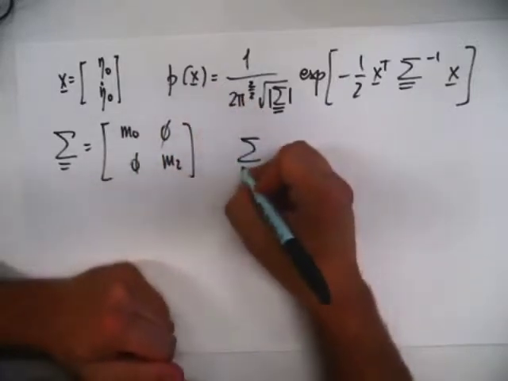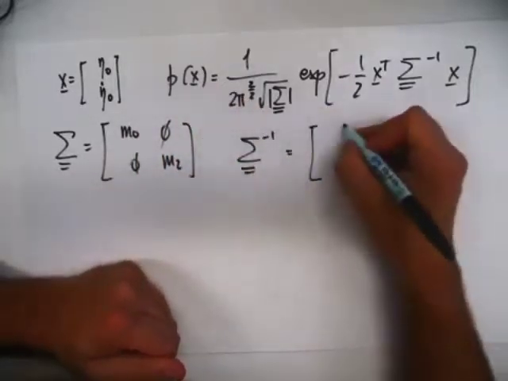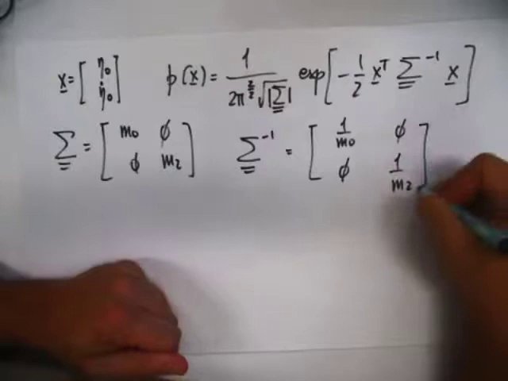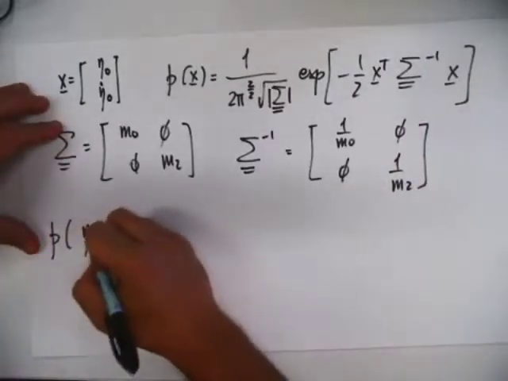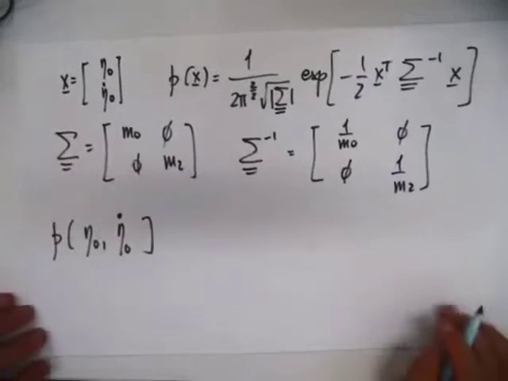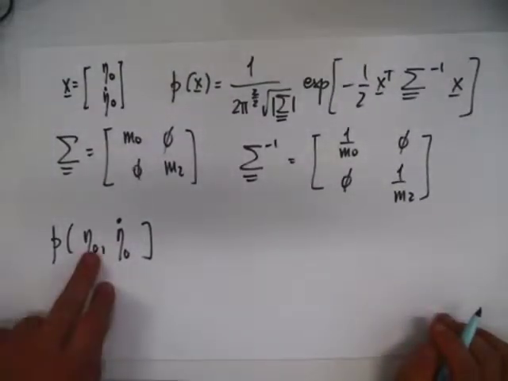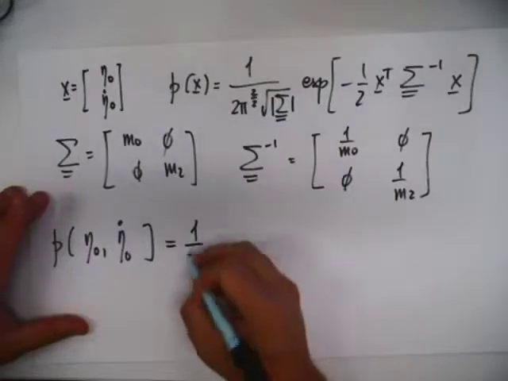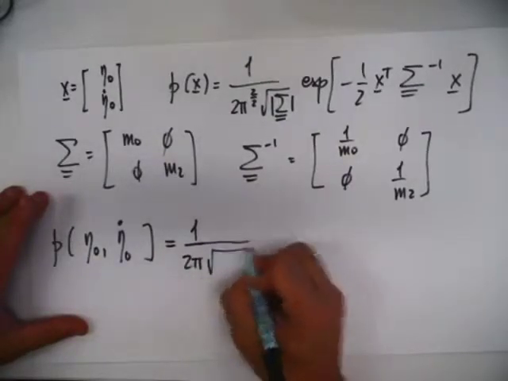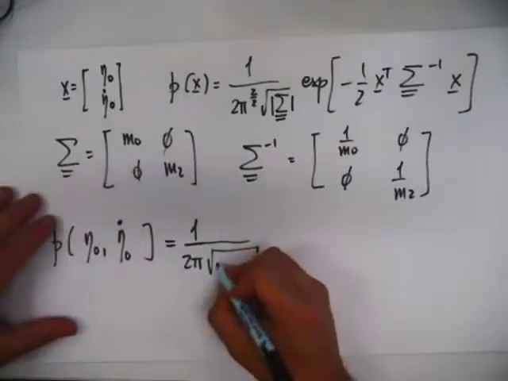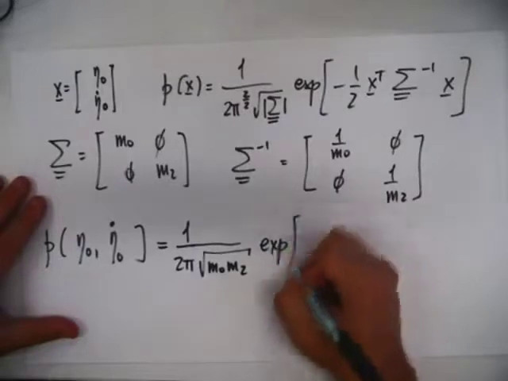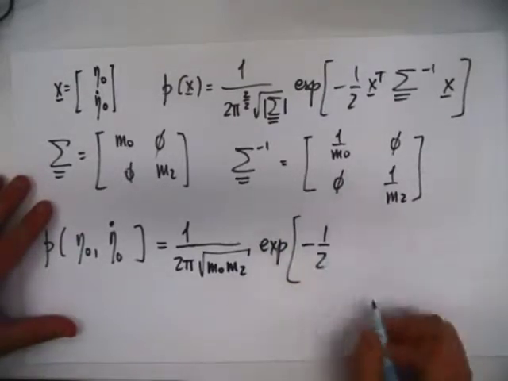So the inverse is pretty straightforward in this case: 1 over m0, 0, 0, 1 over m2. So the probability of eta naught and eta dot, which is valid for any t naught, really, I can even remove this index, the process is stationary, so it doesn't depend upon time. It's going to be equal to 1 over 2 pi square root of the determinant of this matrix, which is m0 m2, and then I have exponential of minus 1/2.